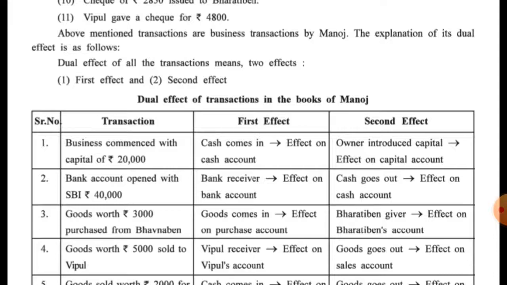Now the bank account has been opened and we have deposited rupees 40,000 in SBI bank. Bank is the receiver of that much amount, so one effect would be in the bank account. The other effect: that much amount of cash we are depositing in the bank, so our cash balance would decrease. So the effect is on the cash account. One effect would be in the bank account and the second effect in the cash account.